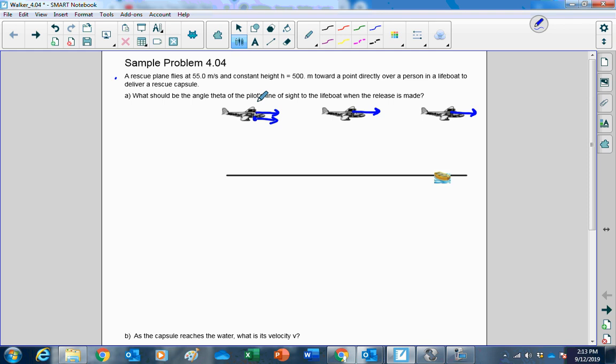And so it's going to follow this trajectory through the air. And the idea is that the pilot's going to aim it so that it gets to the person in the lifeboat. And the question here is, what should be the angle that the pilot sees the lifeboat at when the release is made? It's kind of a way of asking, how far away should the plane be horizontally from the boat?